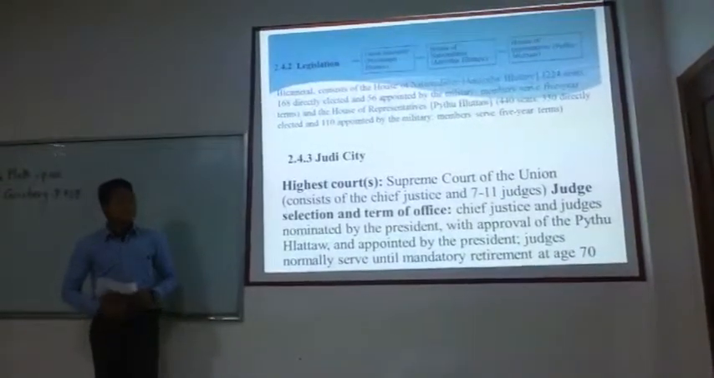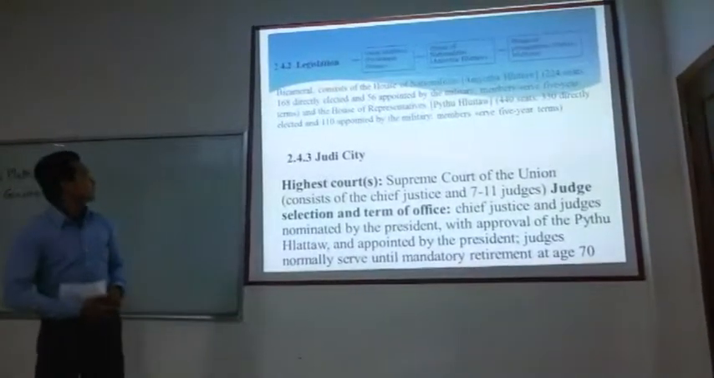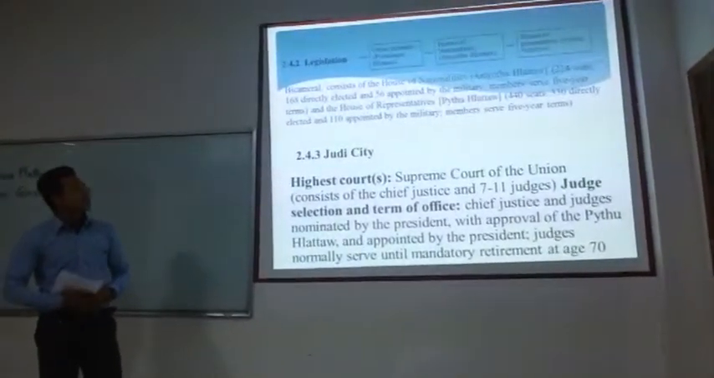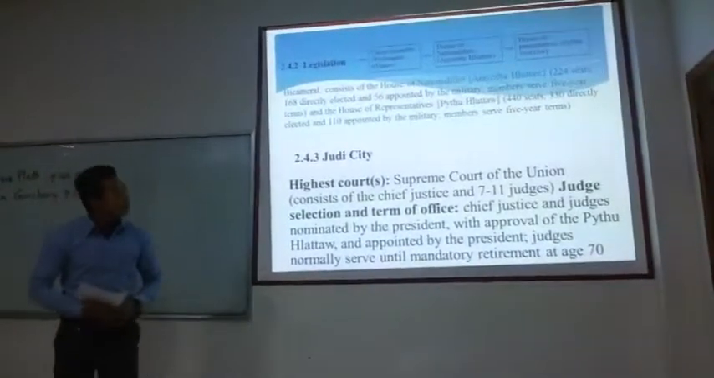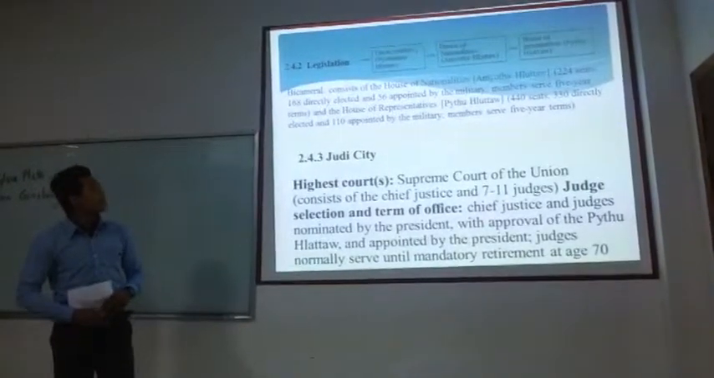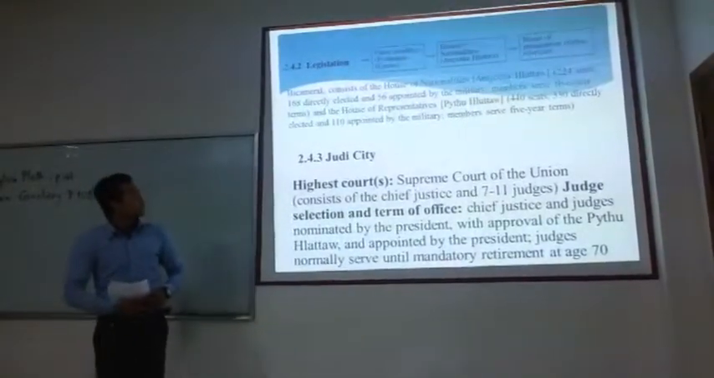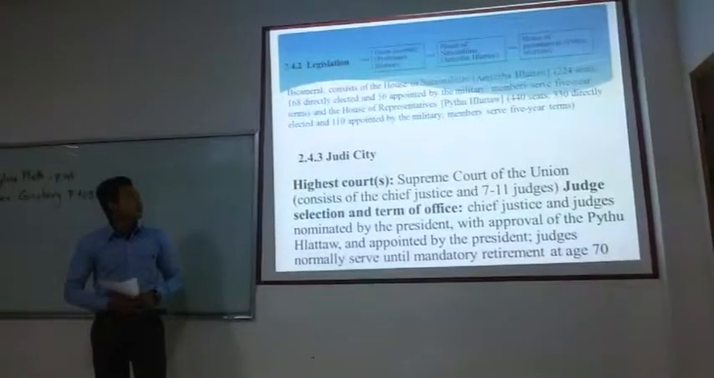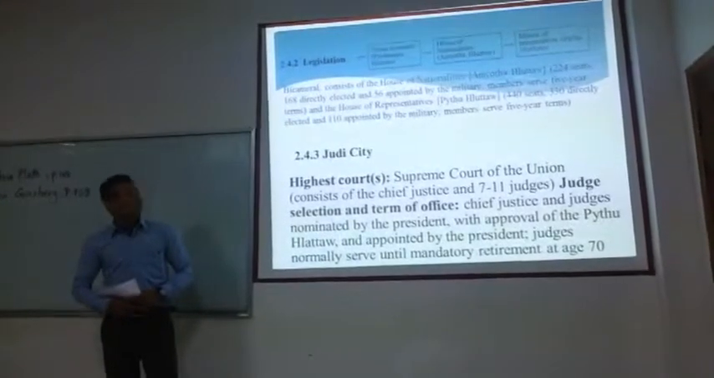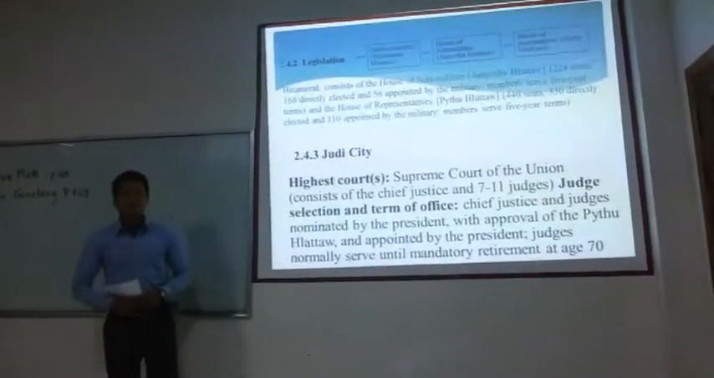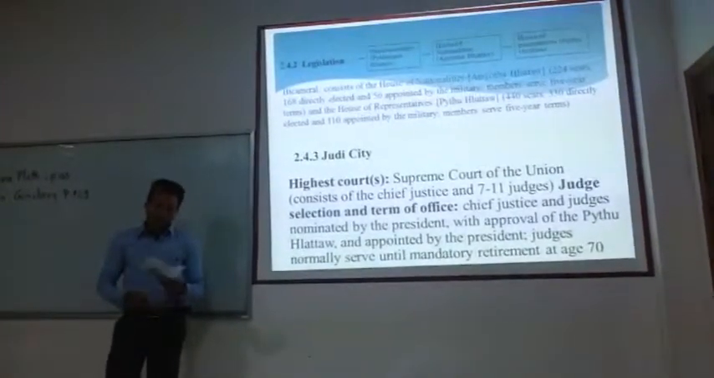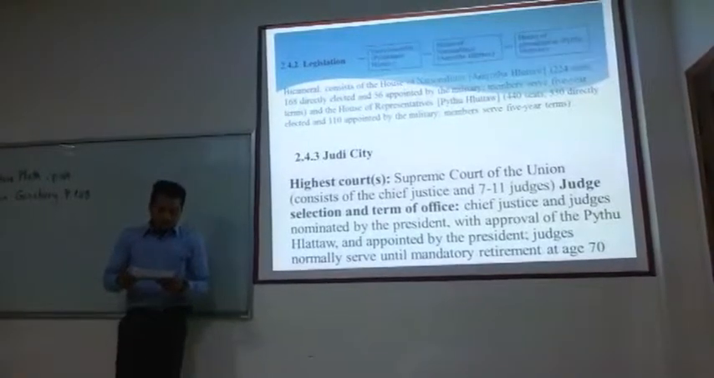Each of those is bicameral. The House of Nationalities has 224 seats, 168 directly elected and 56 appointed by the military, and members serve 5 years. So each person who works in this legislation serves for 5 years and then retires.